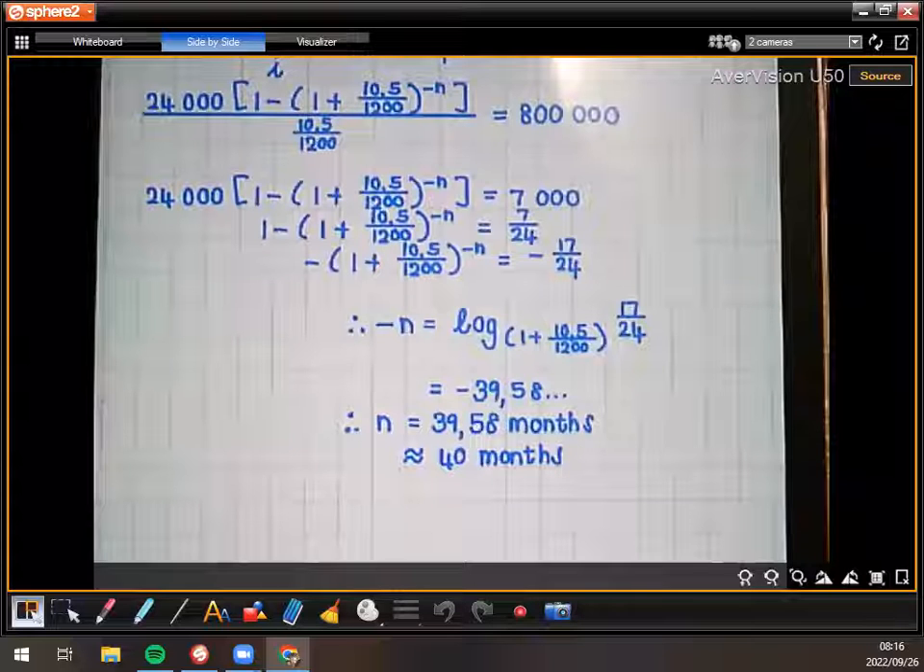So you are gonna have to round up because there is gonna have to be a last payment, even though it's smaller. So I would write the comma something and then I would just say 40 months.